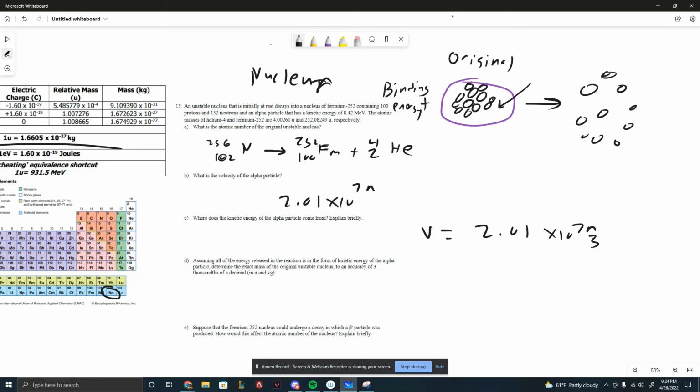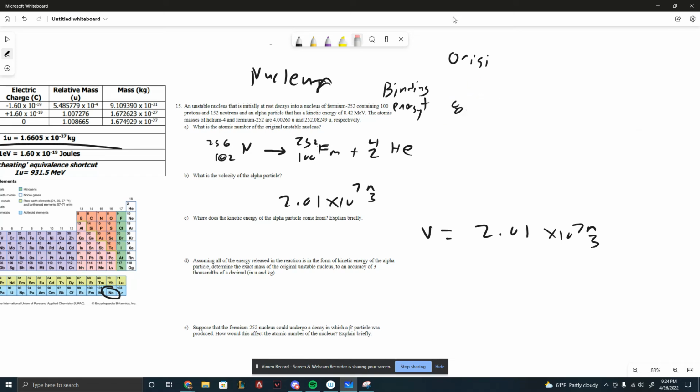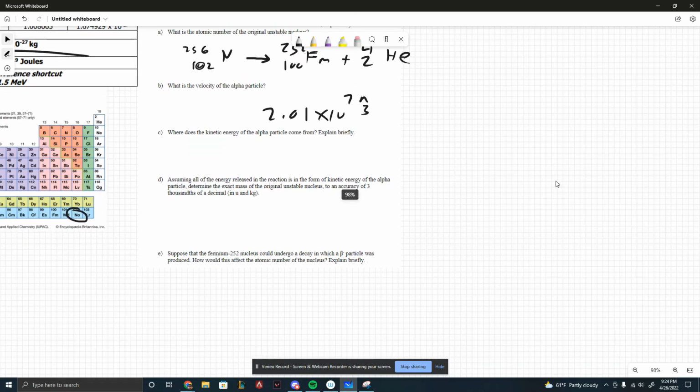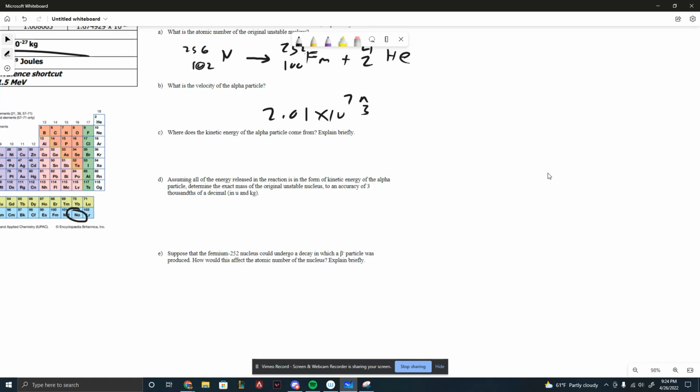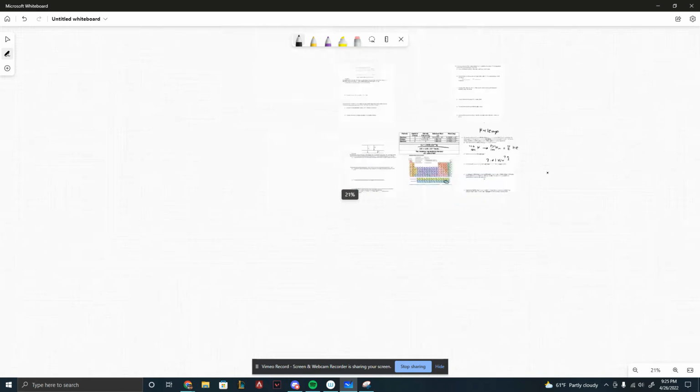2.01 times 10 to the 7th meters per second. Okay, so I can erase this now. Assuming all the energy released in the reaction is in the form of kinetic energy of the alpha particle, determine the exact mass of the original unstable nucleus to an accuracy of that. I'm just going to do it in kilograms because you could easily find it in AMU when you have it in kilograms. So I'll show you how to do that.